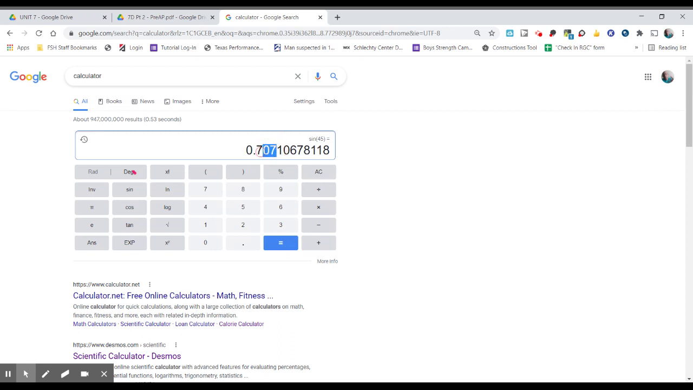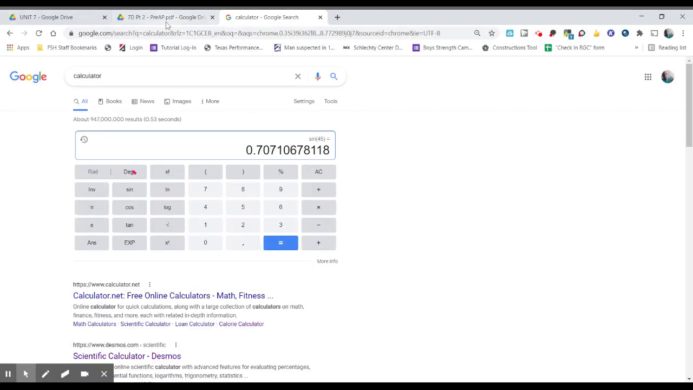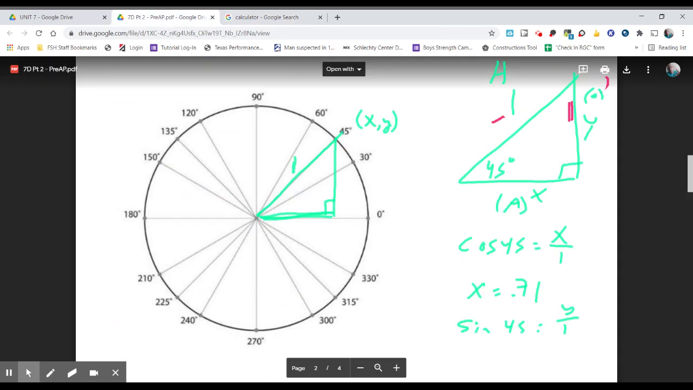It also is 0.707, so we'll call that 0.71, which should make sense because this is an isosceles triangle here, ladies and gentlemen. I have a 45-degree angle here, 90 here, so this angle up there is 45. So with 45 here, the two legs are going to be congruent. So X is going to be 0.71 and Y is going to be 0.71. So at our 45-degree mark, we have 0.71, comma, 0.71.